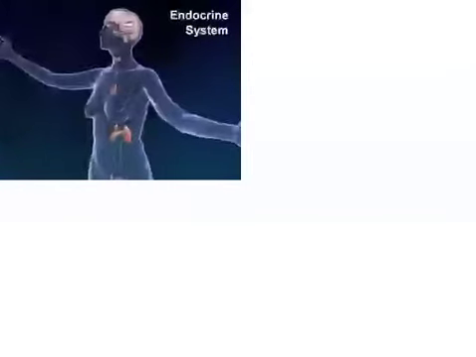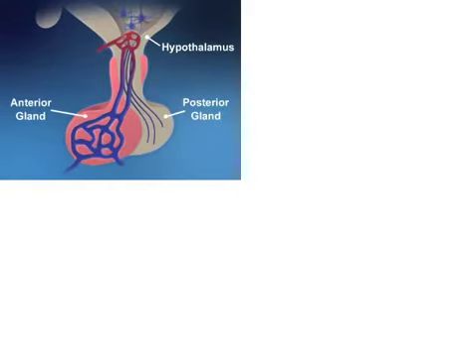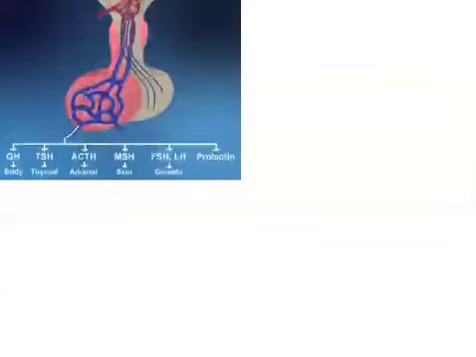The endocrine system is composed of ductless glands that secrete hormones, chemical messengers that control homeostasis. The hypothalamus controls the secretions of the pituitary. Nerve cells in the hypothalamus send releasing hormones to the anterior pituitary to release hormones. The hormones are growth hormone, TSH, ACTH, MSH, FSH, LH, and prolactin.